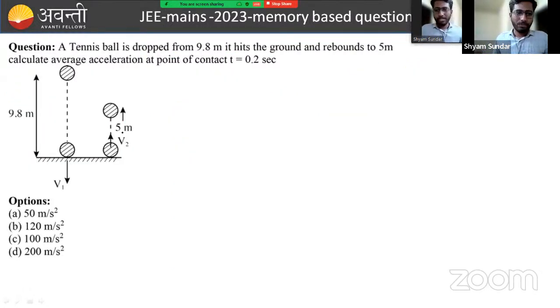Okay, look at this question. A tennis ball is dropped from a height of 9.8 meter. Look at this tennis ball. It is dropped from 9.8 meter height. It hits the ground and rebounds to 5 meter height. Calculate the average acceleration at the point of contact, 0.2 second.